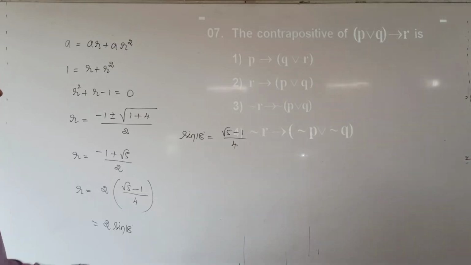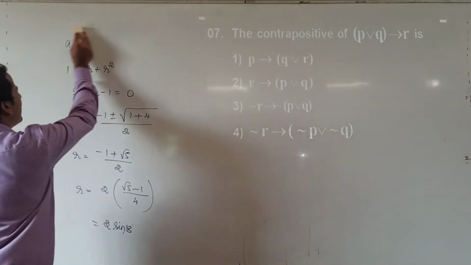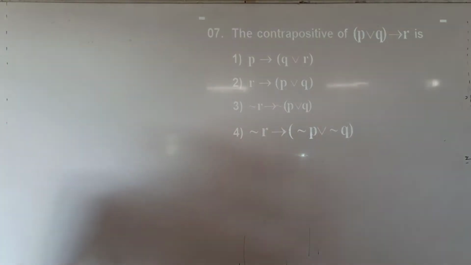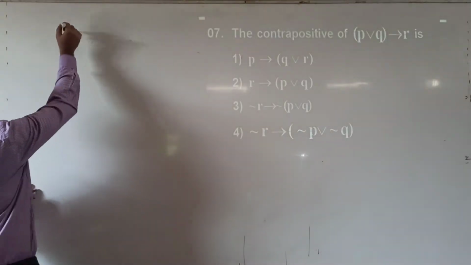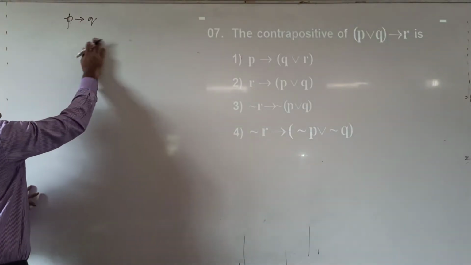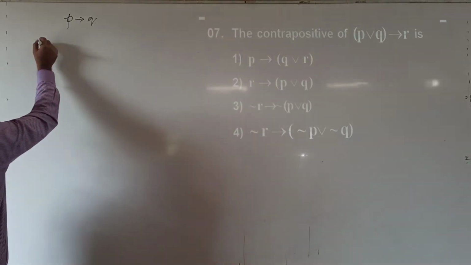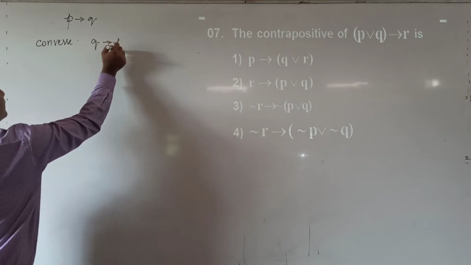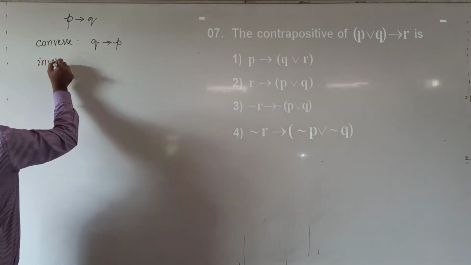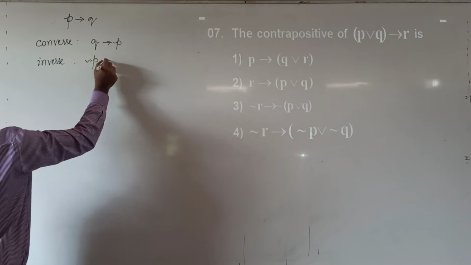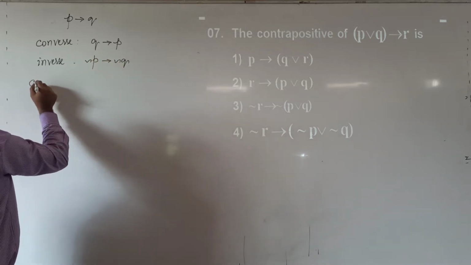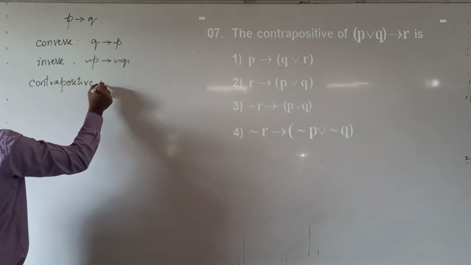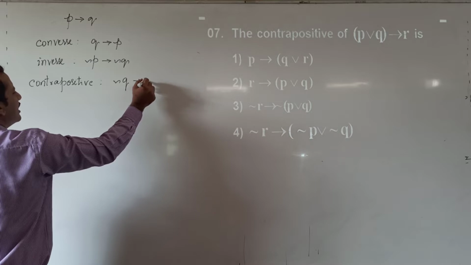Then the contrapositive of P implies Q: converse, inverse, contrapositive. So if P implies Q is a given conditional, then the converse is given by Q implies P, the inverse is given by negation P implies negation Q, and the contrapositive is given by negation Q implies negation P.